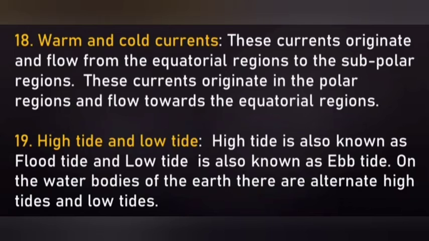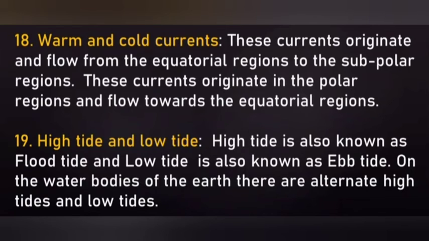Next one is warm and cold currents. Warm currents originate and flow from the equatorial regions to the subpolar regions. Cold currents originate in the polar regions and flow towards the equatorial region.